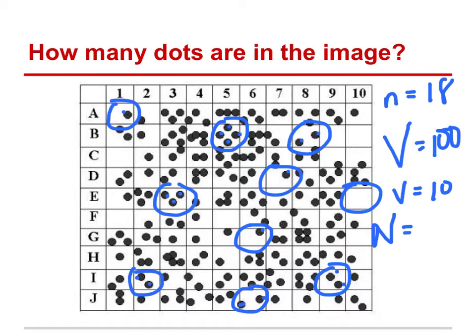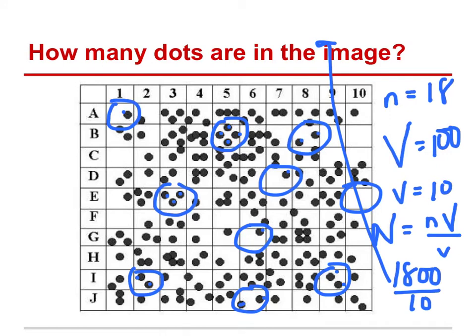N equals lowercase n times capital V divided by lowercase v. And so let's take 18 times 100 is 1800 over 10. And our total answer then, of course, and I'm running out of room, is 180.